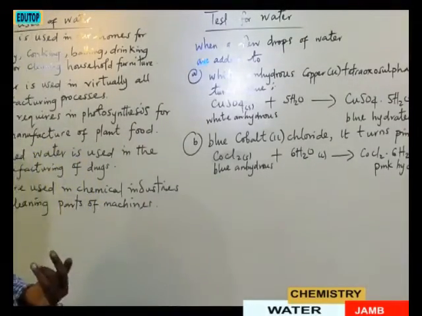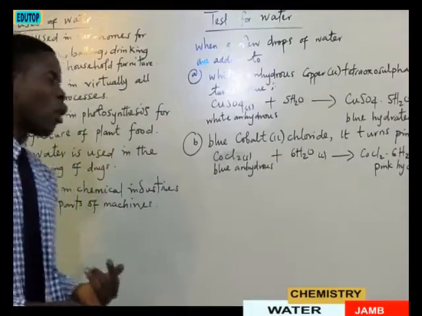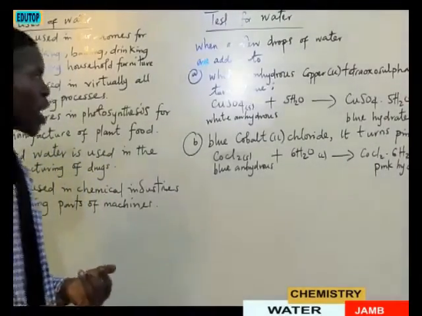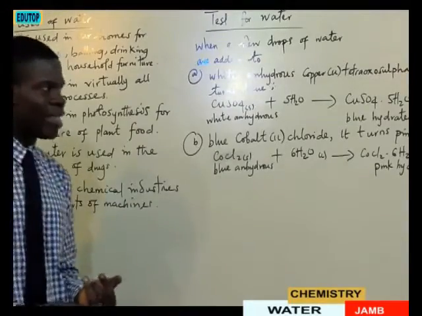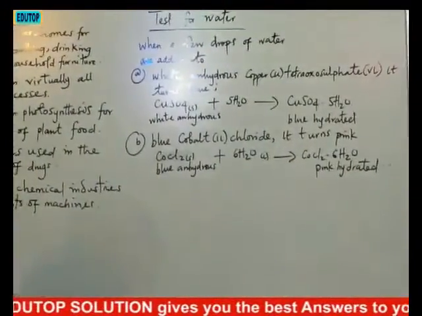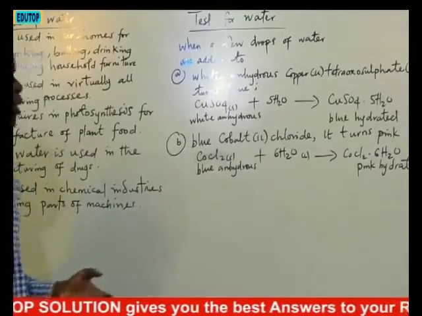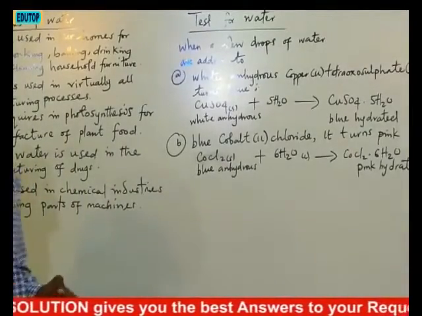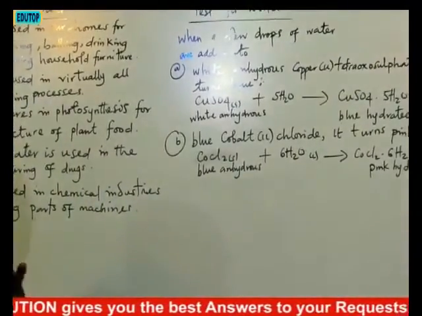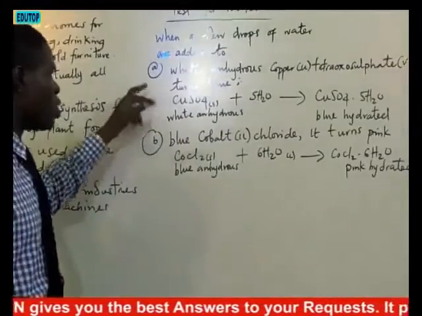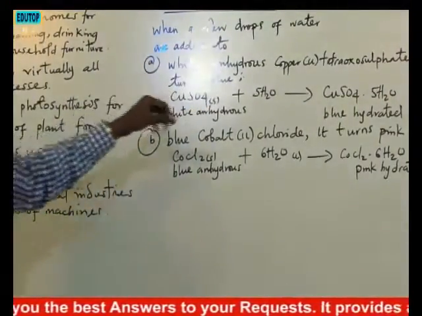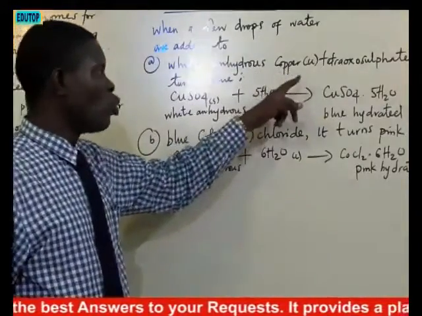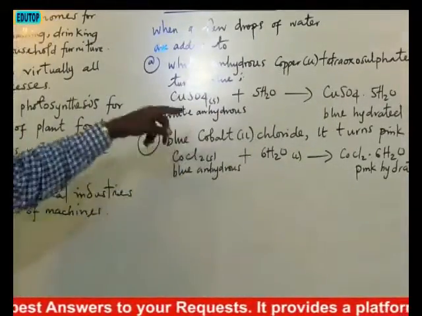We can only test for water by using anhydrous copper(II) tetraoxosulfate(VI) and also cobalt(II) chloride. In the case of copper(II) tetraoxosulfate(VI), the anhydrous form is white, and when it combines with water, it forms a what? A blue hydrated form. So that can be shown on the board. When a few drops of water are added to white anhydrous copper(II) tetraoxosulfate(VI), it turns blue.